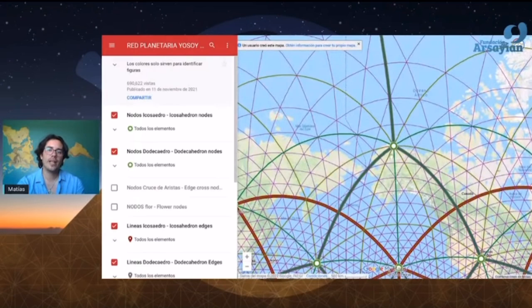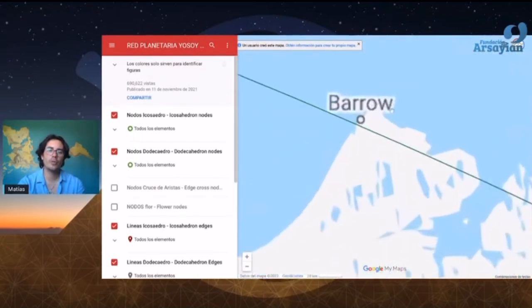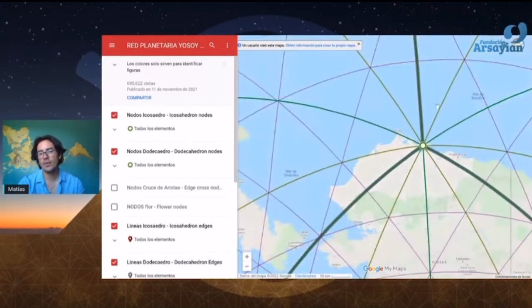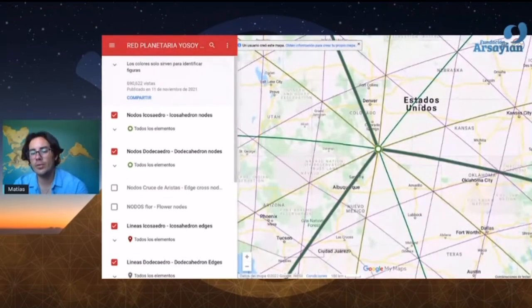This is the node of Alaska and incorporates the small town of Barrow, the northern city of USA. So this is the place of the node, the territory of the node. So when we go to the States, we find the four corners in this territory of the node.